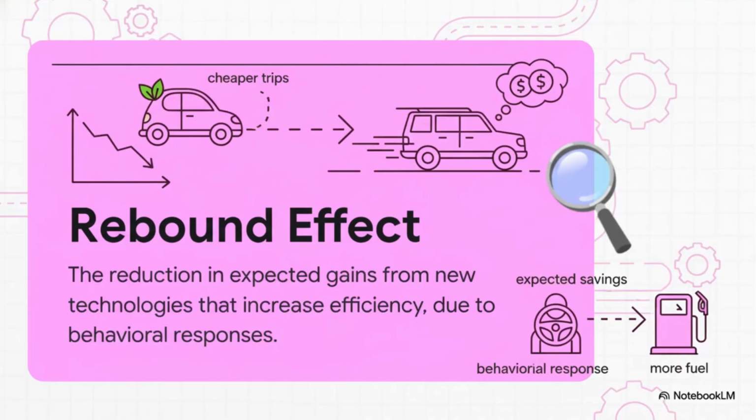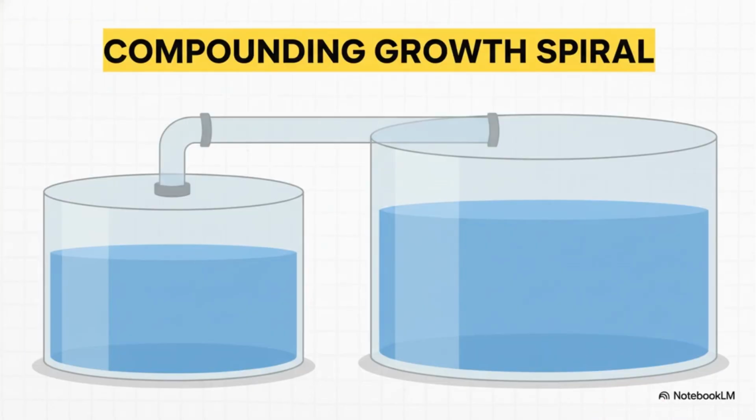This is all because of a powerful behavioral feedback loop. Because that super efficient car makes every trip cheaper, what do we do? We react to that. We drive more, or maybe we drive faster, or we decide to buy a bigger car next time. A big chunk of those expected energy savings is simply taken back by our own rational response to the new efficiency. So let's jump back to our tank and see how this all starts to snowball.